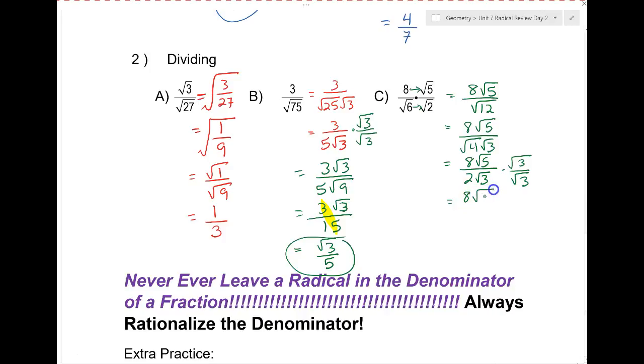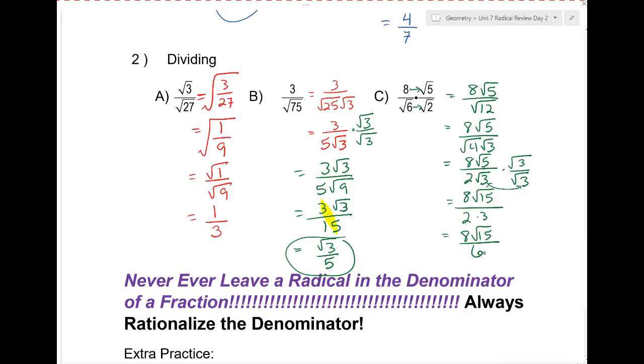So we get 8 times the square root of 15 over, well, guys, remember this, what's root 3 times root 3? That's the square root of 9, which gives you 3. So 2 times 3 is 6. All right, so we get 8 root 15 all over 6.